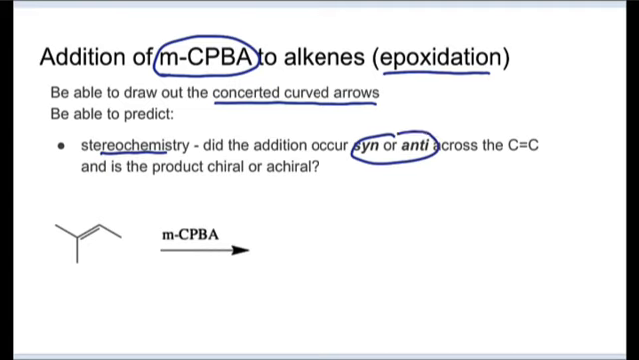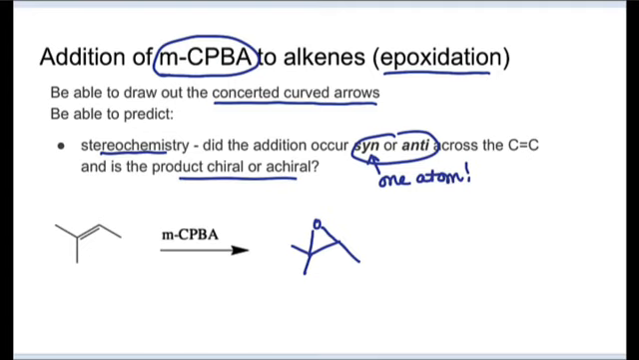And we want to be able to predict the stereochemistry, syn or anti, and predict whether the product is chiral or achiral. So what is going to happen with these reactions is that the double bond is going to break, and in place of one of the two bonds, we're going to have an oxygen atom add across both carbon atoms so that we end up with a three-membered ring. Of course, there's only one way to add one atom across a carbon-carbon double bond, and that's going to be syn.